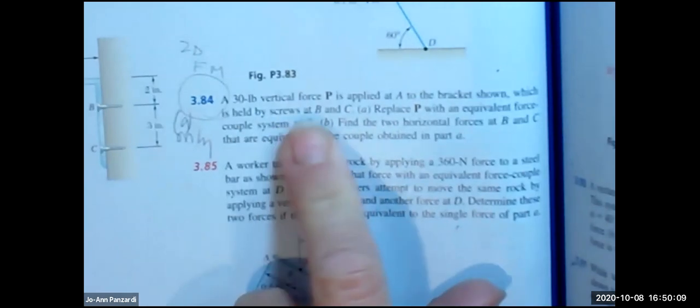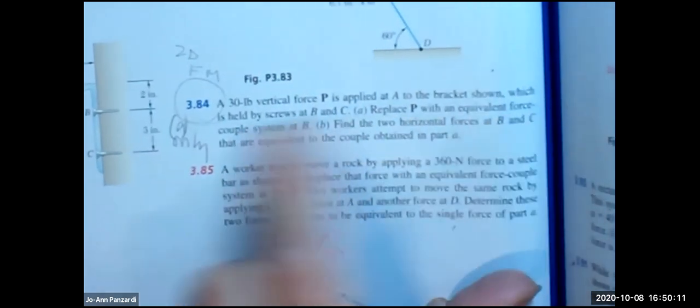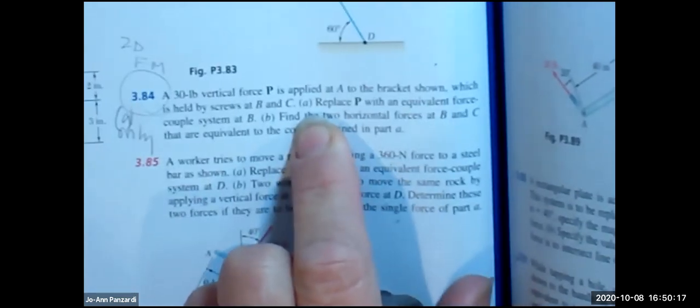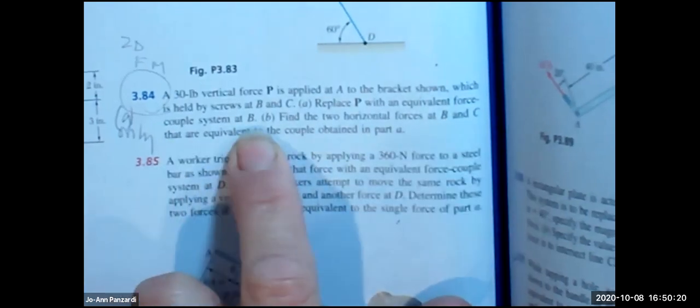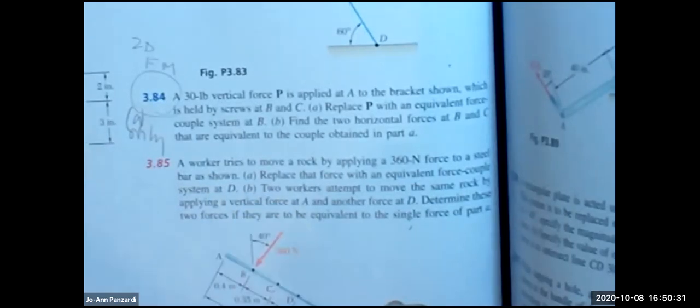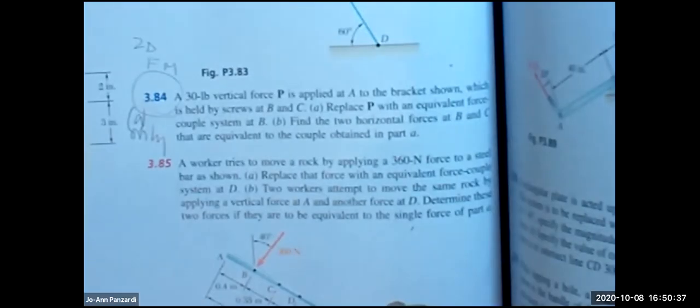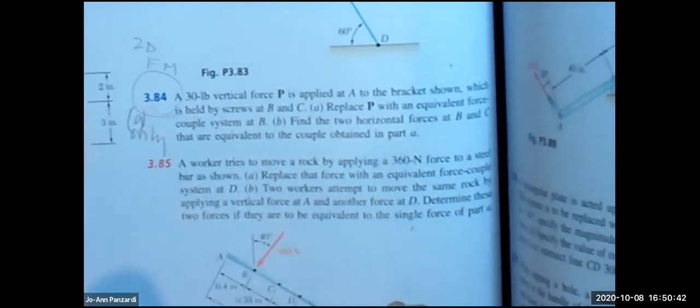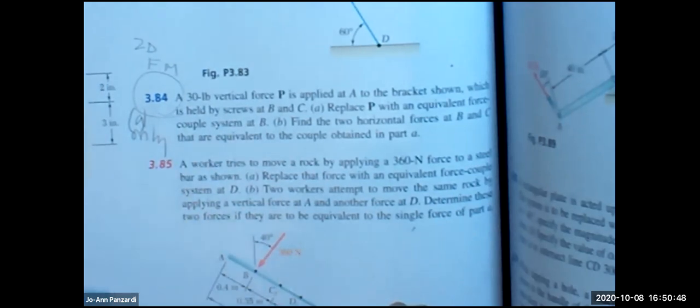A 30-pound vertical force P is applied at A to the bracket shown, which is held by a screw at B and C. I only asked you to do A. Replace P with an equivalent force couple system at B. So, David, what kind of problem is this? Is it a force location problem or a force moment problem? The force moment problem? Great. Everybody's comfortable with that, right? Force moment. It asks for force couple. And you draw the resultant force at the point, and you put the moment at that point as well.